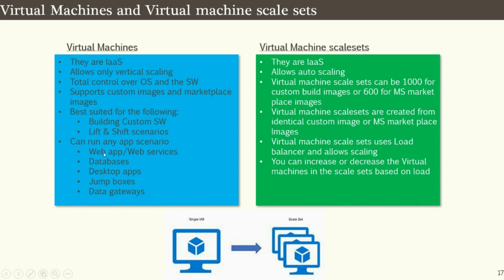So if you take VM scale set, you need to consider some key important points. Remember these numbers: 1,000 for marketplace images and 600 for custom built images. Though VMs can be set for auto scaling while configuring, virtual machine scale set uses load balancers and ensures that auto scaling is available.